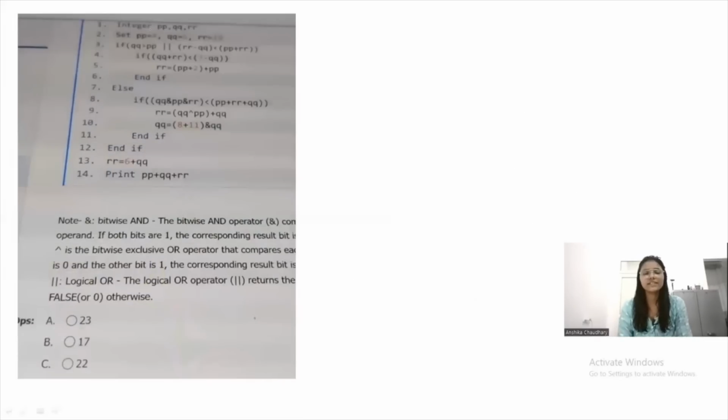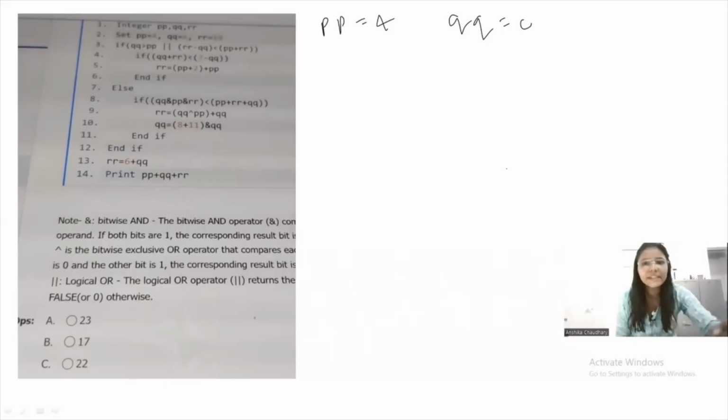The next question is, here are some integers again, PP, QQ, RR, and here are some values. PP is containing 4, QQ is containing 6. Let me check whether it is 6 or 8. Yeah, it is 6.